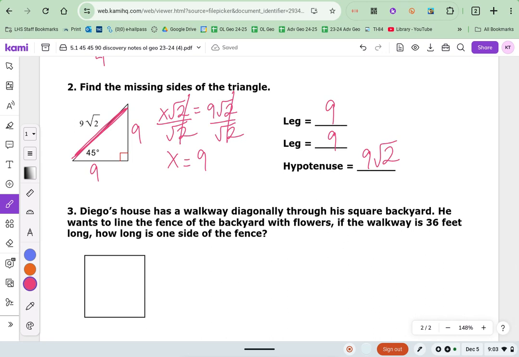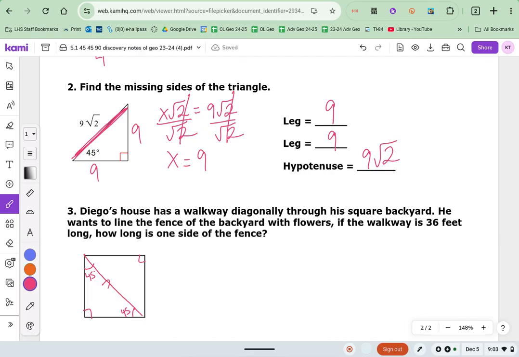All right. Okay, this one has some words, so let's read the problem and then we'll draw a picture. So Diego's house has a walkway diagonally through his square backyard. He wants to line the fence of the backyard with flowers. If the walkway is 36 feet long, how long is one side of the fence? All right, so here's his square backyard. There is a walkway diagonally through it, so here. So already, this is making a 45, 45, 90 triangle, right? Because anytime we cut a square, it makes a 45, 45, 90 triangle.